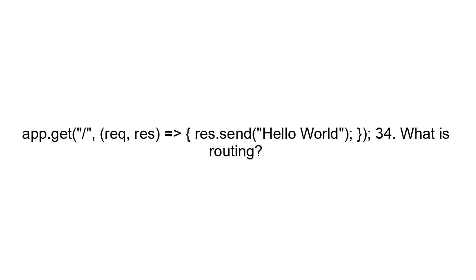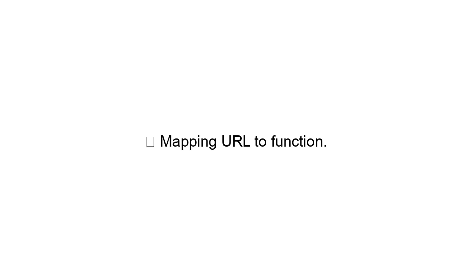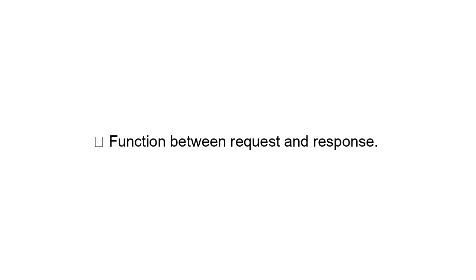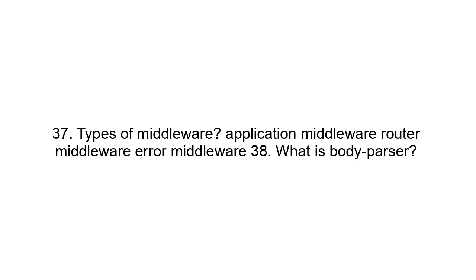34. What is routing? Mapping URL to function. 35. What are HTTP methods? GET, POST, PUT, DELETE. 36. What is middleware? Function between request and response. 37. Types of middleware: application middleware, router middleware, error middleware. 38. What is body parser? Parses request body. 39. What is CORS? Cross-origin resource sharing. 40. What is REST API? HTTP-based architecture style.